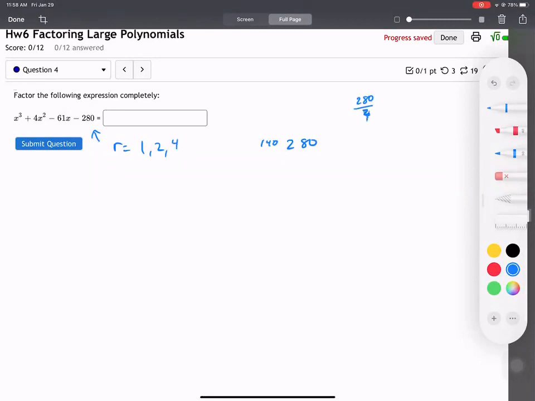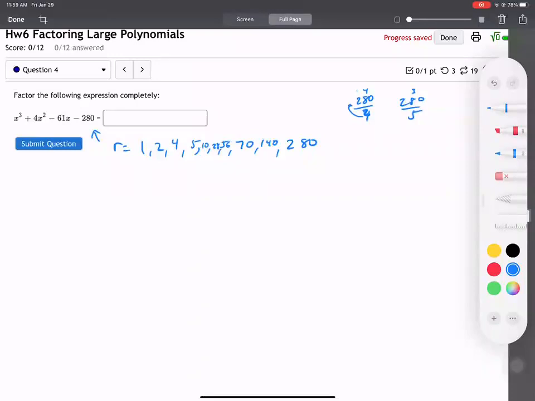So 280 divided by 4 is 70. 5 for sure works. 280 divided by 5, that for sure works. It's going to be 56, I think. Sorry, I ran out of space. 5, and we said 56. We can do 10 and 28. And I think that's a good place to start.